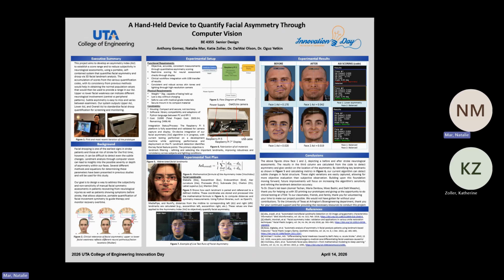Just to give you a little more background on stroke patients, they can have different kinds of stroke. Some can be in the lower part of their face and some from the upper part of the face, and it can really differentiate in certain parts of the brain, as shown in figure 2. A screenshot of our device is shown in figure 1, with our first iteration versus our most recent iteration, which I'll have Katie explain more about in the experimental setup and test plan.